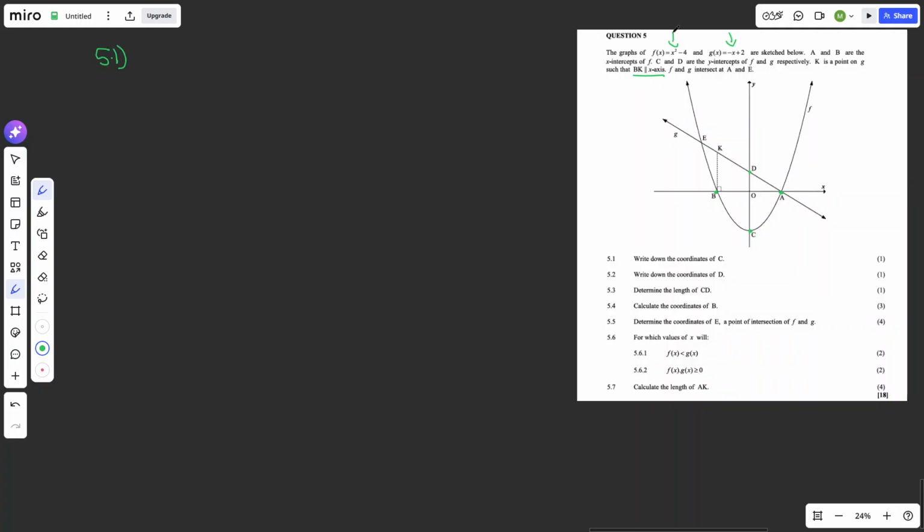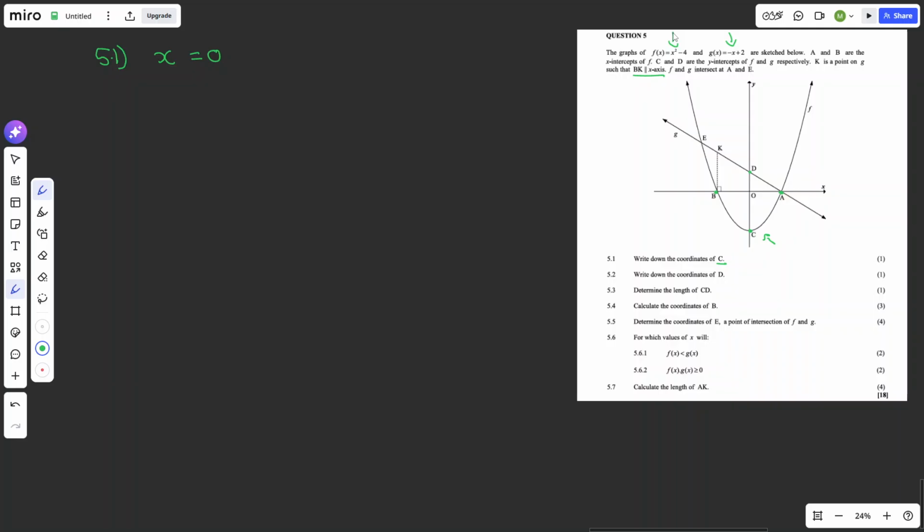So in question 5.1, we are required to write down the coordinates of C. If you can recall, if we look here on the graph, C is the turning point of our parabolic function. At that point, we can clearly see, since it's intersecting the y-axis, the x value is 0. We can clearly see that from the sketch.